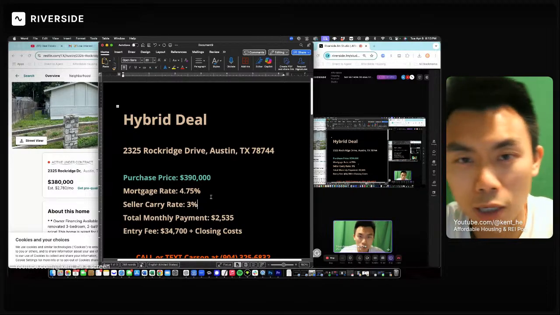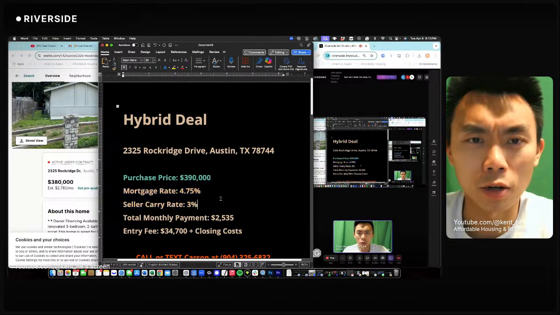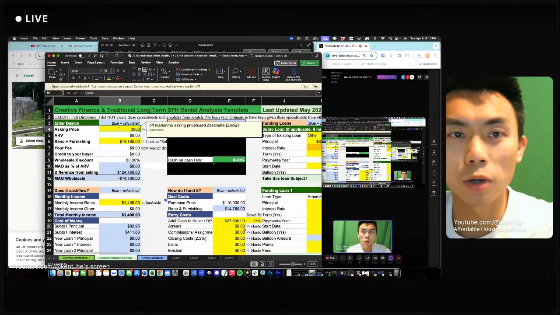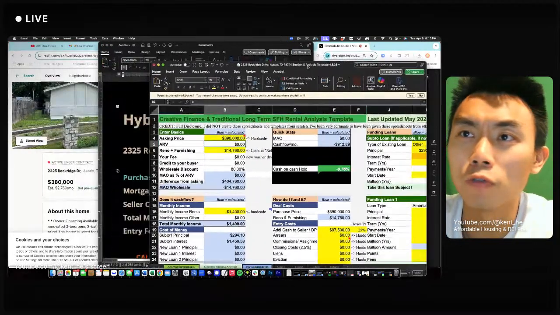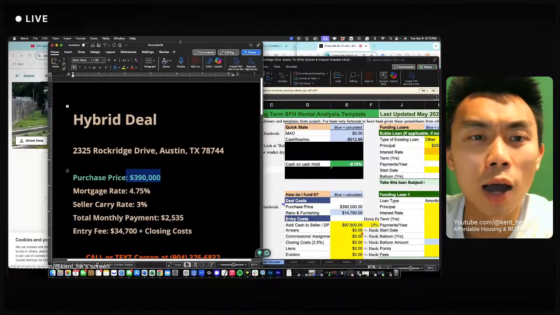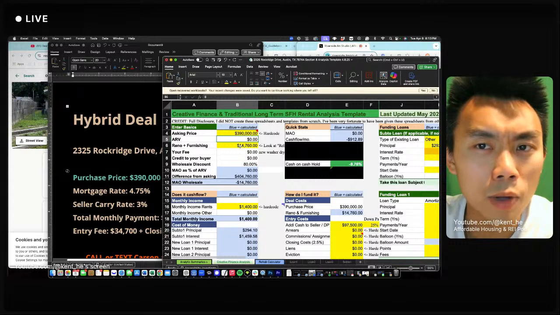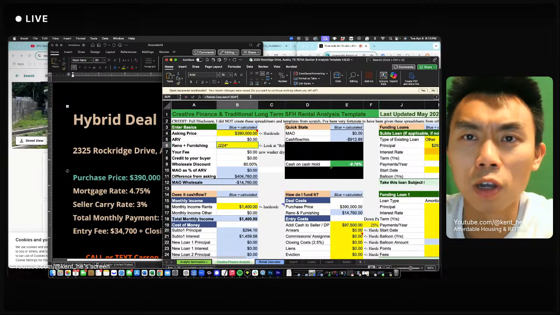So I'm going to do a couple of things. First, I'm going to review all the numbers here. The purchase price is $390,000. Let's plug this into our spreadsheet. If you want to copy the spreadsheet to follow along, just go to affordablehousing.io, go to the get deal analysis tool, plug in your name, your email, your phone number, and that's the fastest way for you to get a copy of the spreadsheet.